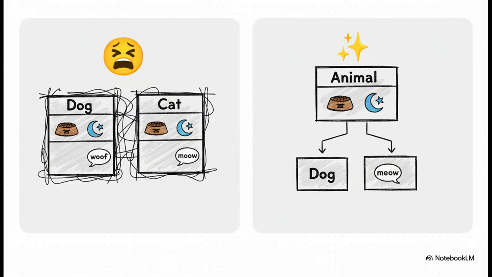And boom, this is the payoff, right here on the screen. Look at the before. We had code duplicated all over the place, but the after is just so much better. The common code, eat and sleep, now lives in one single place, the animal class. And our dog and cat classes, they're now smaller and way simpler. They only have to worry about what makes them unique. It's clean, it's logical, and it's so much more efficient.